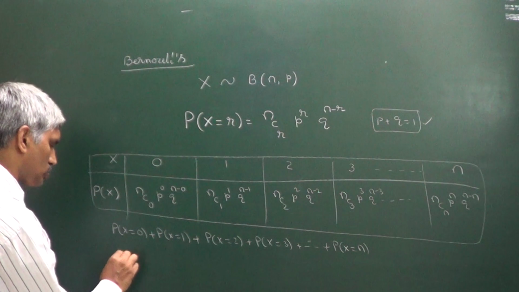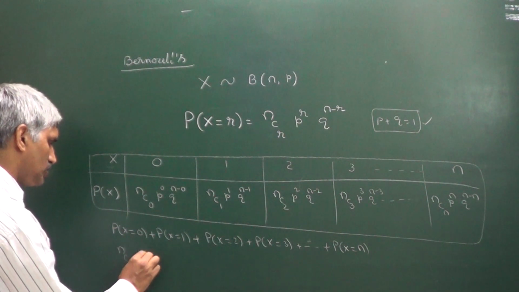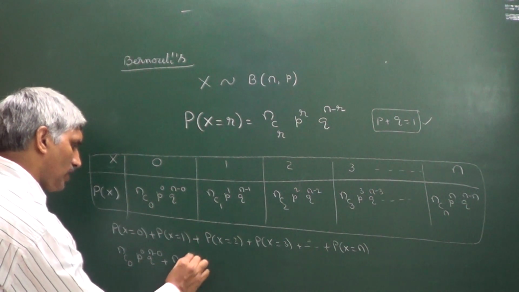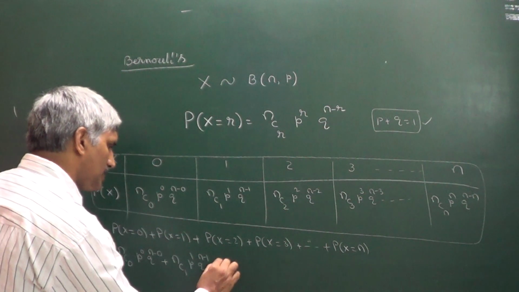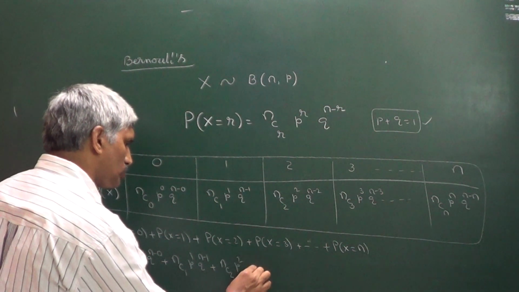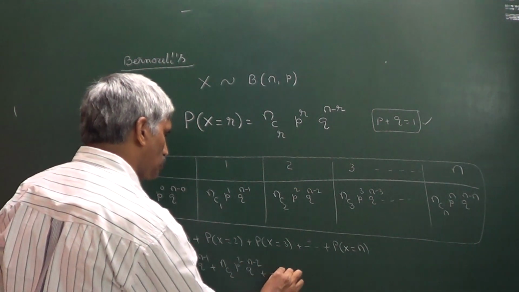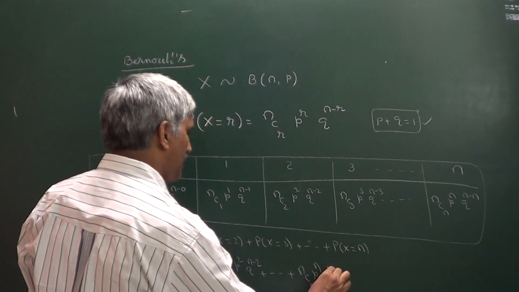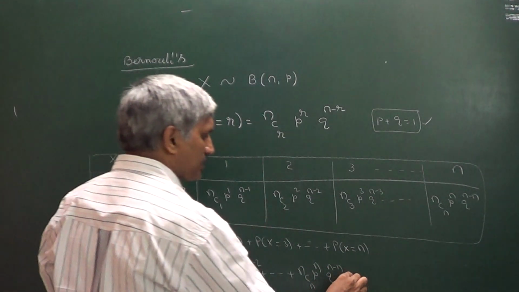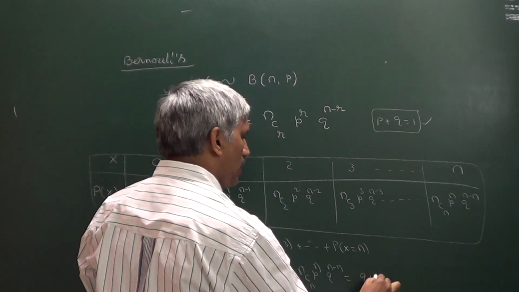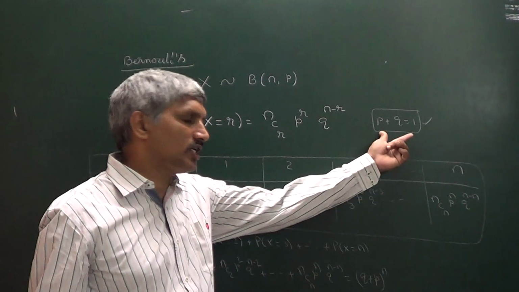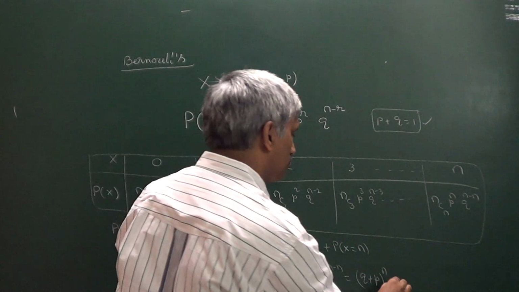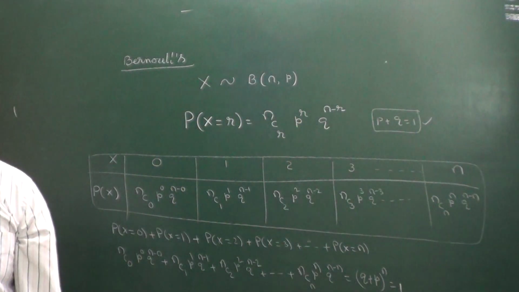You can check this is equal to NC0 into P power 0 into Q power N minus 0 plus NC1 into P power 1 into Q power N minus 1 plus NC2 into P power 2 into Q power N minus 2 plus and so on plus NCN into P power N into Q power N minus N. So this is the expansion of (Q plus P) whole to the power of N. As we discussed, success plus failure is always equal to 1. So Q plus P is equal to 1. The sum of the probabilities you will always get is 1.